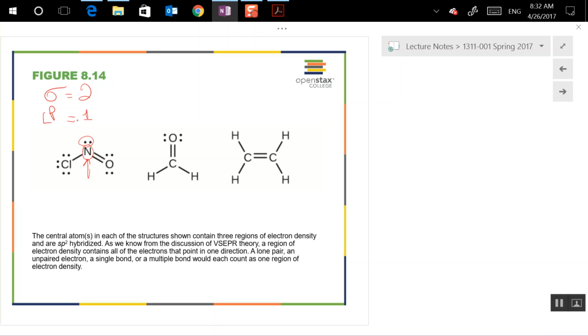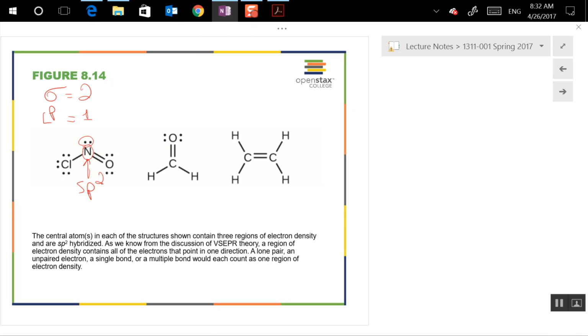3 hybrid orbitals will be what hybridization state? 1 s and how many p's? 2. sp2. Okay? So that nitrogen is in the sp2 hybridization state.